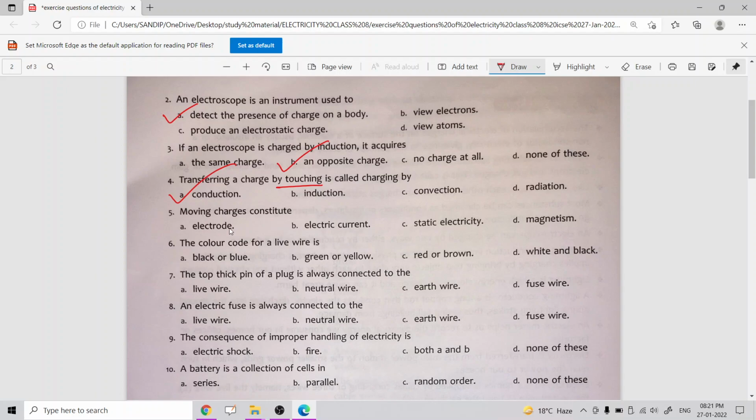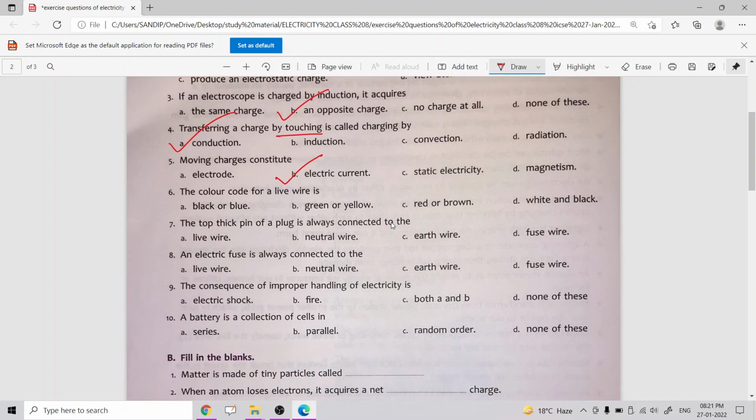Now the next one: moving charges constitute electrode, electric current, static electricity, or magnetism. So the correct option is electric current. If charge is at rest, then it constitutes static electricity. If charge is moving, then it constitutes electric current.